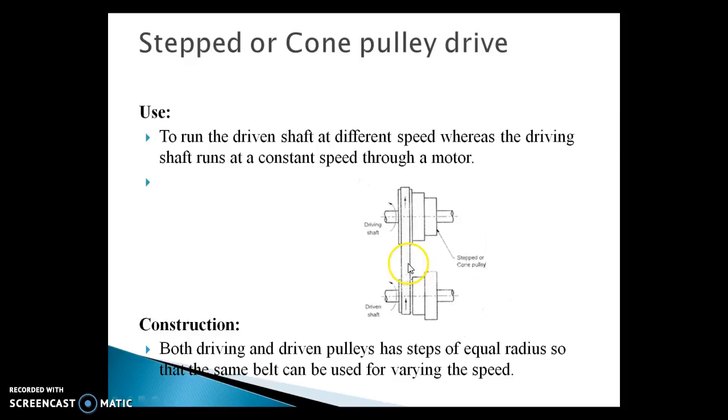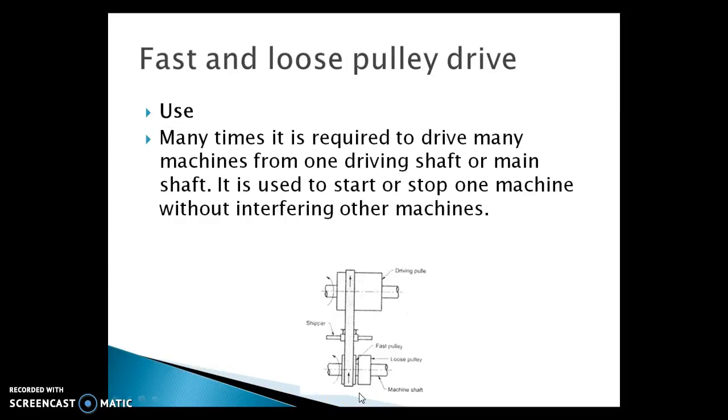The purpose is to run the driven shaft at different speeds, whereas the driving shaft runs at constant speed throughout, driven by the motor. When the driving shaft pulley is big and the driven shaft pulley is small, the speed is increased. When the driving shaft pulley is small and the driven shaft pulley is big, the speed will be reduced. Both driving and driven pulleys have steps of equal radius, so that the same belt can be used for varying the speed.